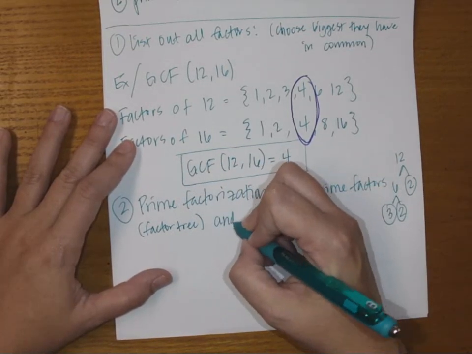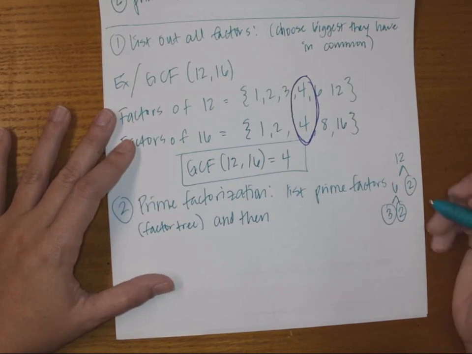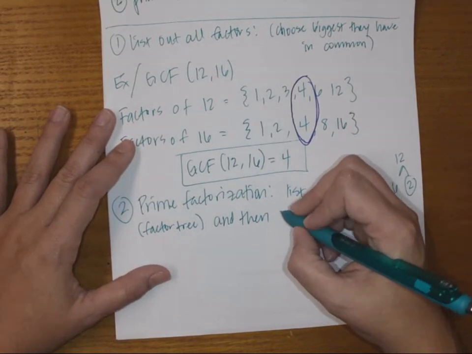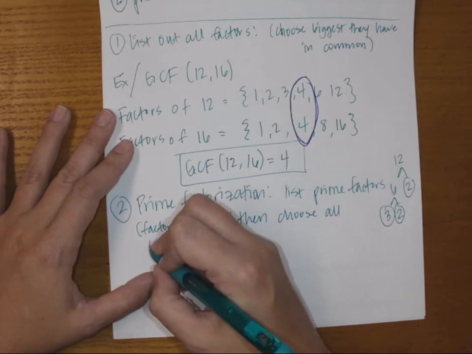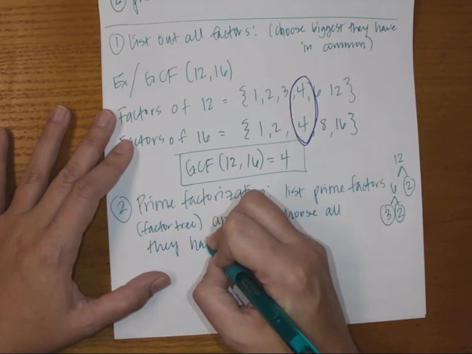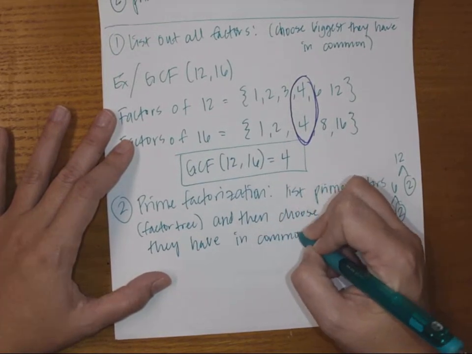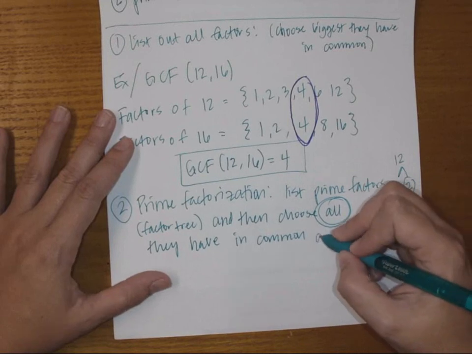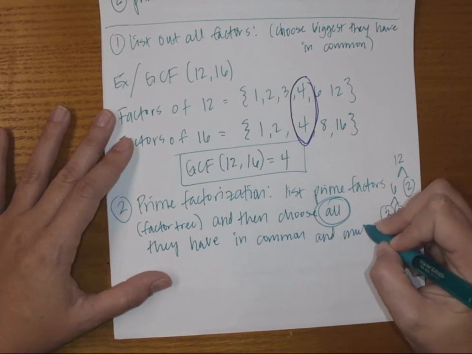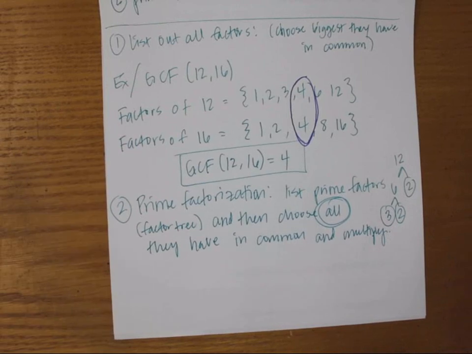And then once you have the prime factors of your two numbers, you choose all they have in common and multiply them. Okay, so let's do an example like that. Let's do the same problem for 12 and 16.